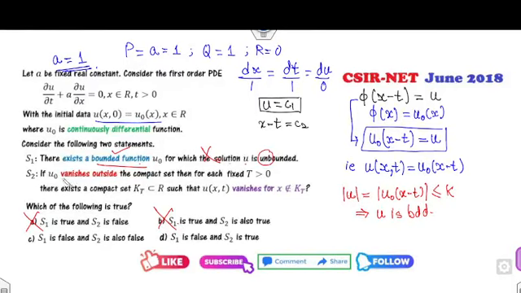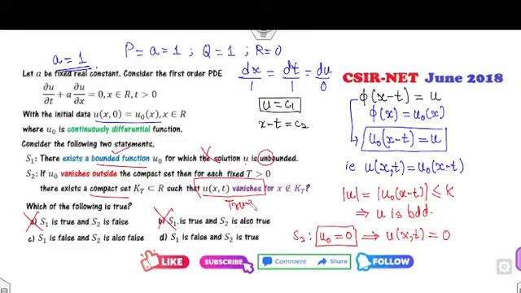Now, for S2, if u0 vanishes outside a compact set, what will happen? If u0 is 0, then u of (x,t) is also 0. Then there exists a compact set such that u also vanishes. That is a true statement. So S2 is true, S1 is false. So D is the correct answer.